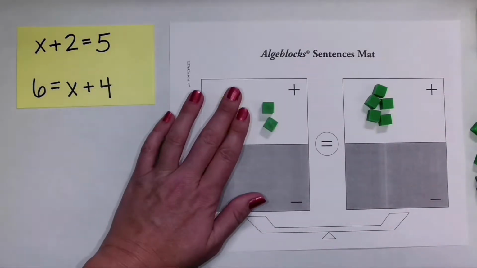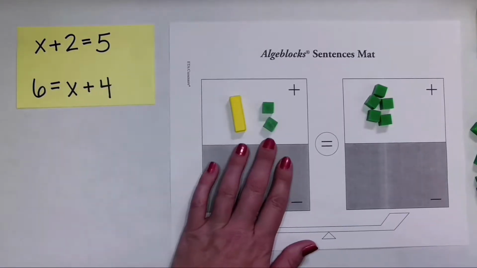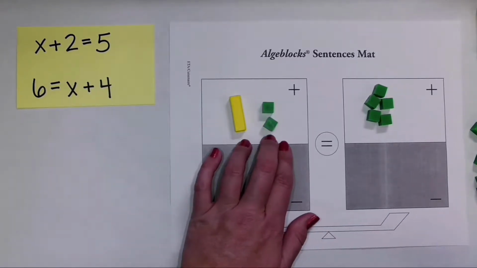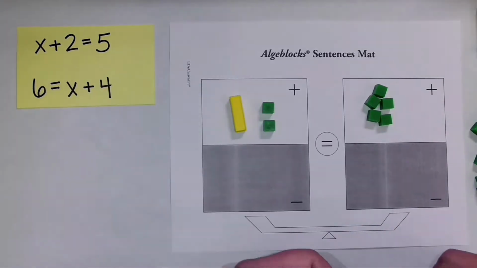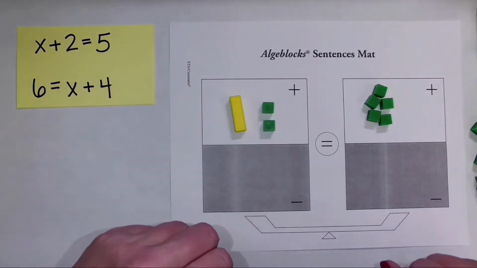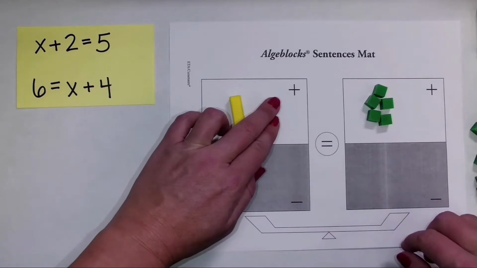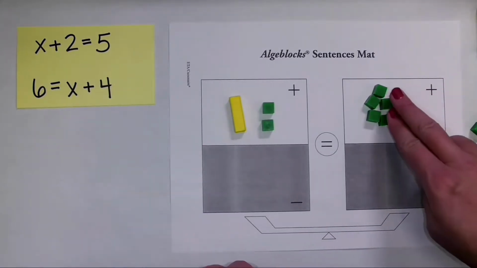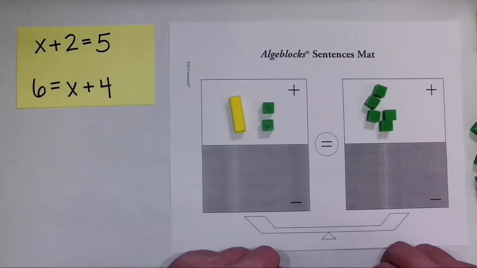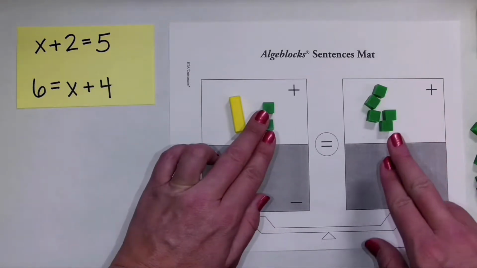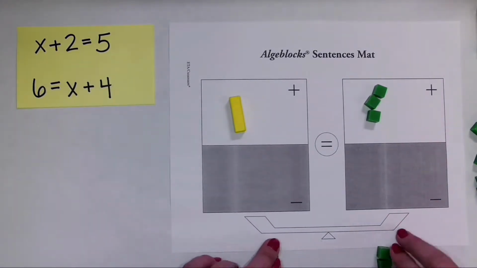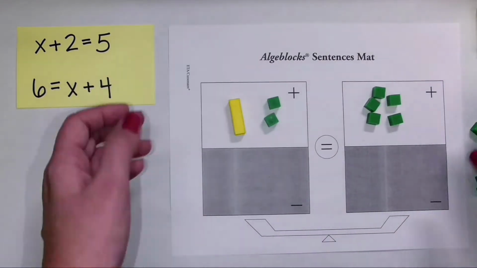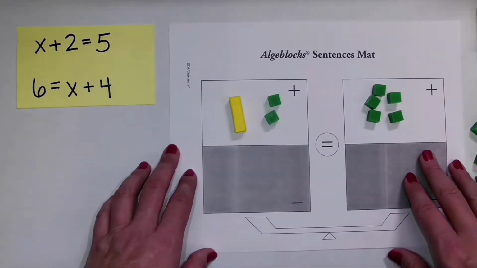Now we want to isolate this variable, which means I need to remove this constant right here. If I want to move this constant, there are two ways I can do this. Notice I have positive 2 on this side of the equal sign and positive 2 on that side of the equal sign. If I have positive 2 on both sides, I can take that away. I can remove it from our sentences mat. And so that's one of the ways I could solve this problem.